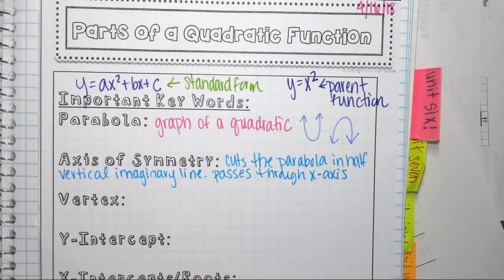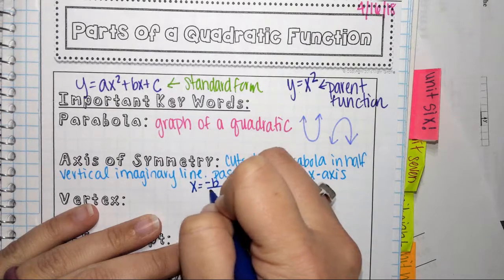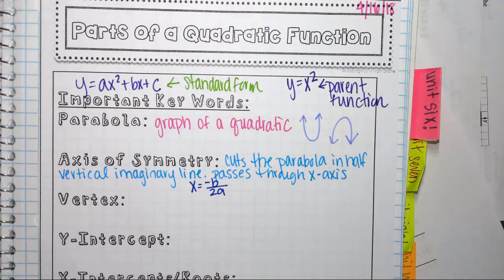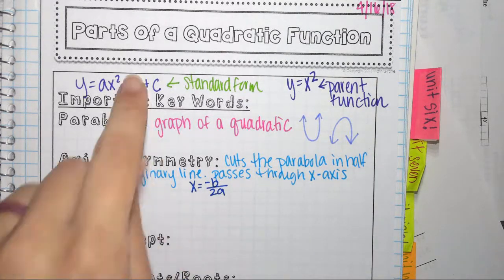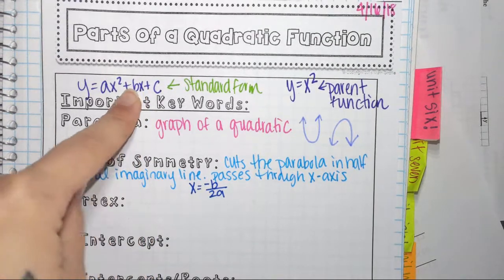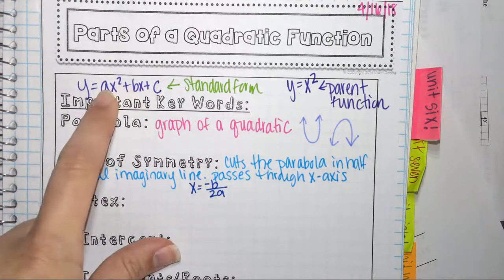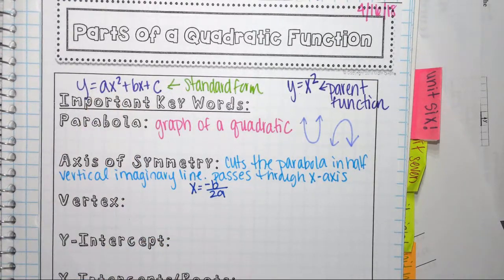And we have an equation for it. The equation to find is x equals the opposite of b divided by 2 times a. So that's where standard form comes in. You take whatever b happens to be when it's in standard form, you take the opposite, you divide it by 2 times the number in front of x squared. Which we're going to practice doing today.